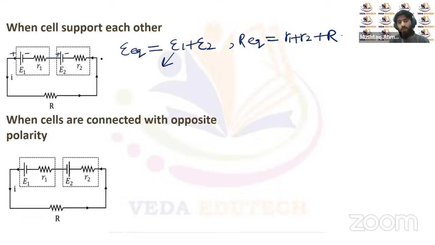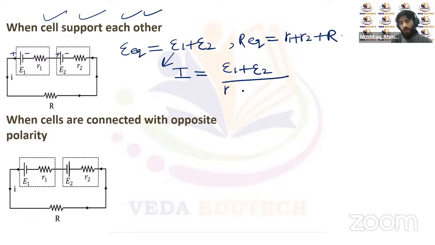We are adding the two EMFs here because they have the same polarity. Since they have the same polarity, we say that the two cells support each other. In this case the current I will be equal to E1 plus E2 upon R1 plus R2 plus this capital R. This will be the current flowing through this circuit.